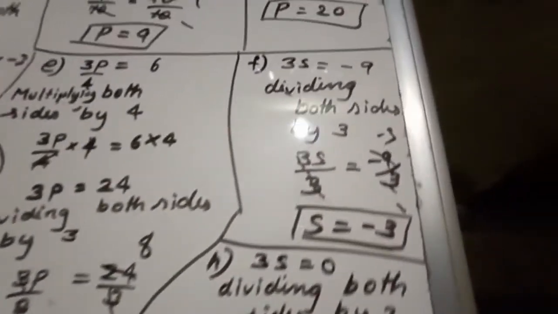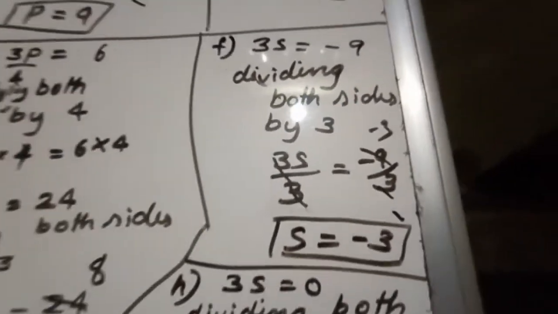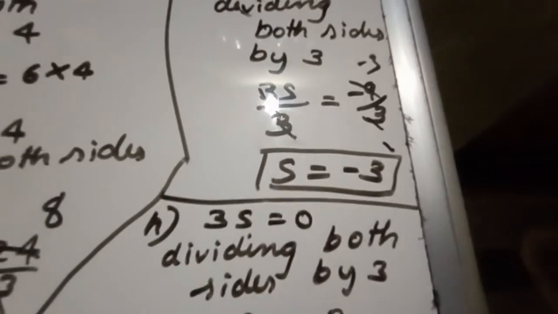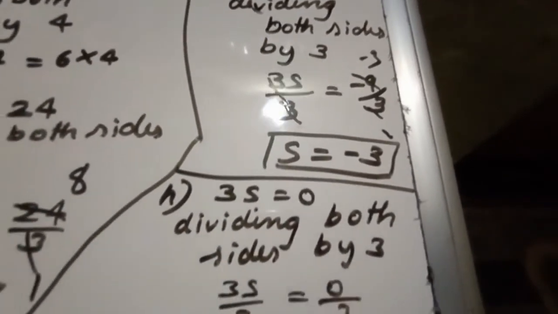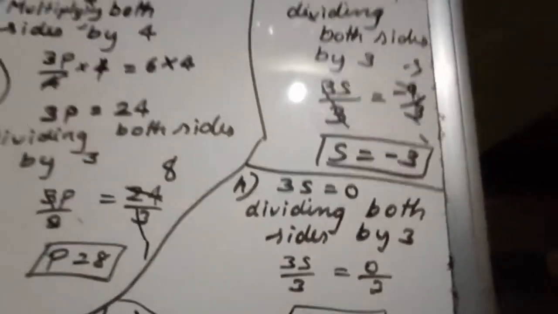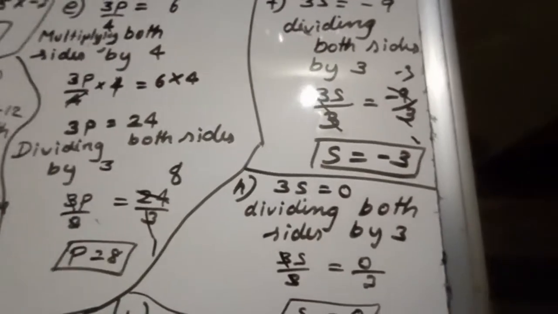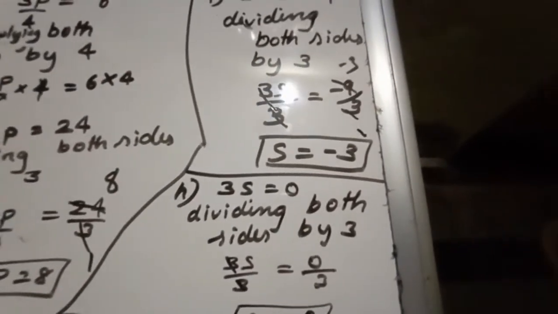My dear students, now the H question: 3s is equal to 0. Here also, dividing both sides by 3. 3s over 3, then 3 gets cancelled. s is equal to 0 divided by 3. s is equal to 0.